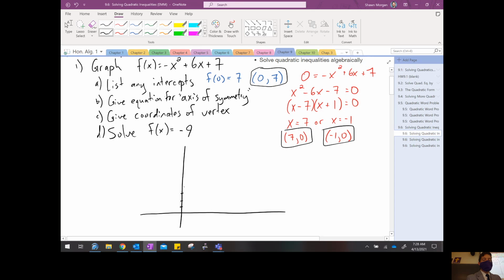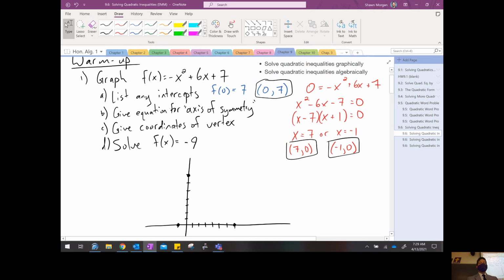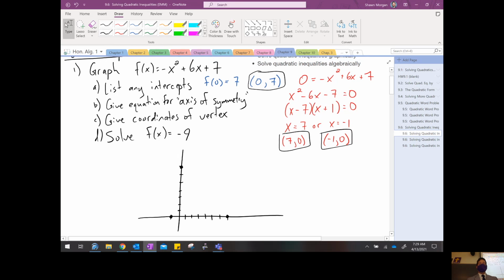1, 2, 3, 4, 5, 6, 7. There's 1 point. 1, 2, 3, 4, 5, 6, 7. There's another point. There's another point. So right now, what we've got is these 3 points.